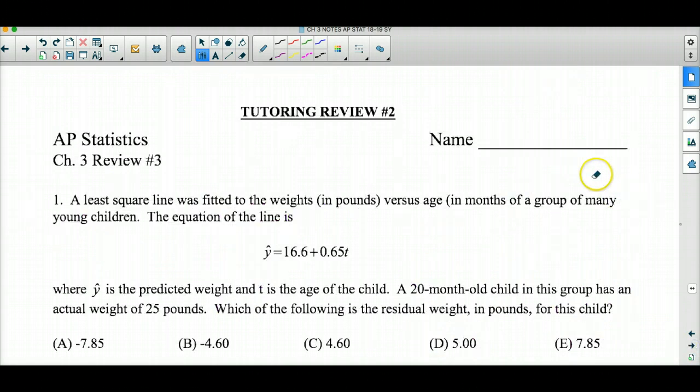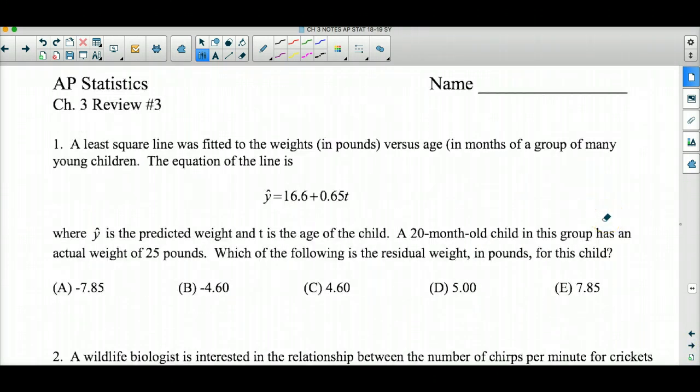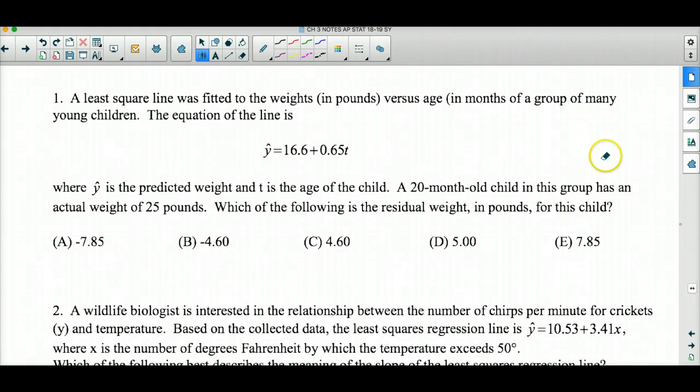All right, here's tutoring review number 2. So this is only this chapter stuff. This won't have any normal curve on it. And it's really nice. I like this. I did it today, and I thought it was pretty good. Okay, a least squared regression line was fitted to the weights in pounds versus age in months of a group of many young children. The equation of the line is this.